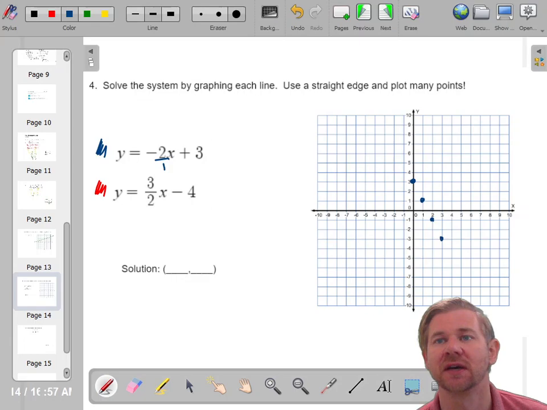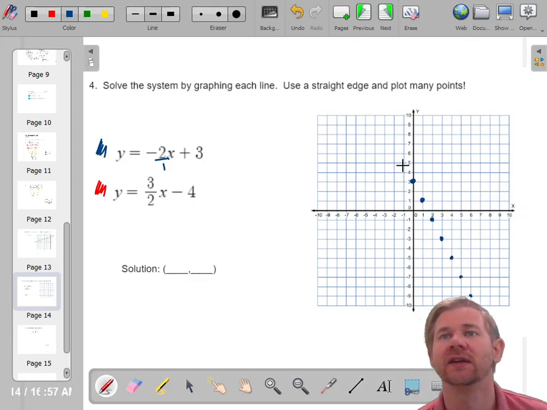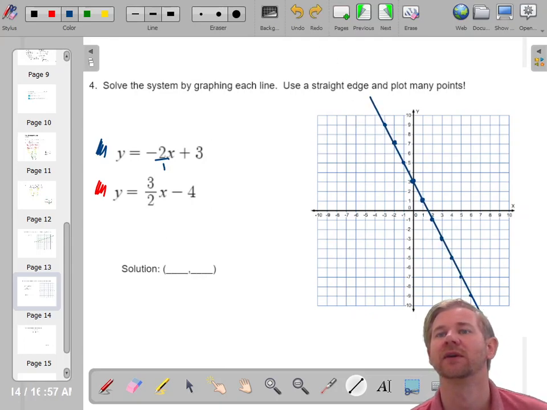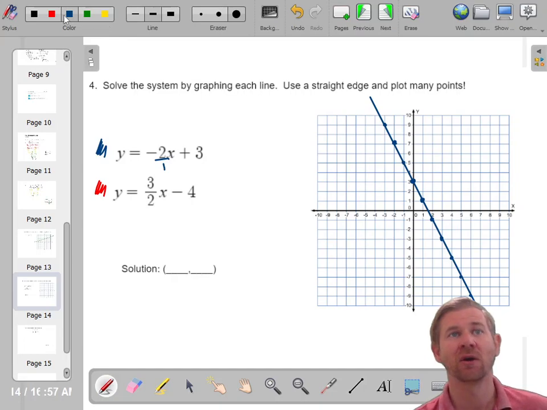I'm going to do that a bunch of times because any of these could be where they intersect. Down 2, right 1 is the same as up 2, left 1. Up 2, left 1. Okay, so hopefully one of those points is our intersection. I kind of missed. Let's try that again. There we go. Good. Now I'll graph the red line.